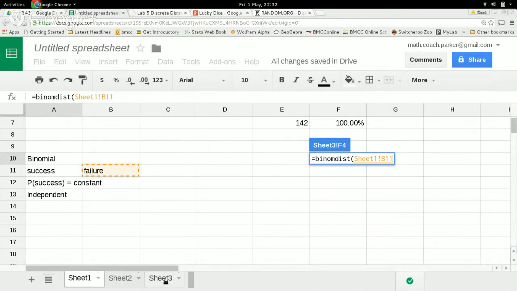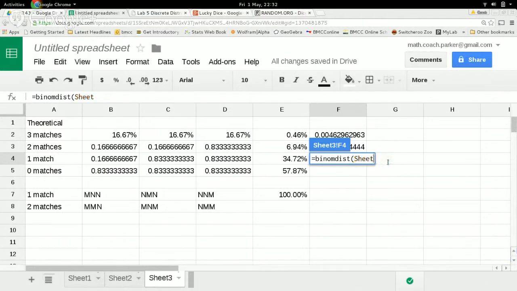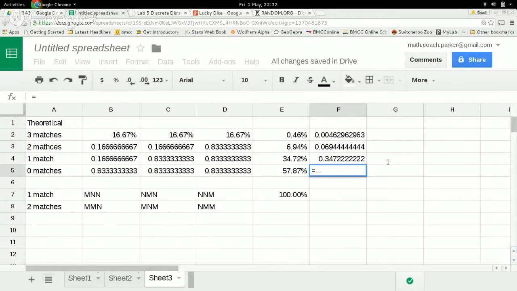So back to this here. Here I'm hoping to see 1 match, 3 dice, where the probability of success is 1/6. On a computer, you can tell it to do false by entering the number 0. That's 34.7%. Finally, the binomial probability for no matches on 3 dice, probability of success is 1/6. I get those exact same probabilities.